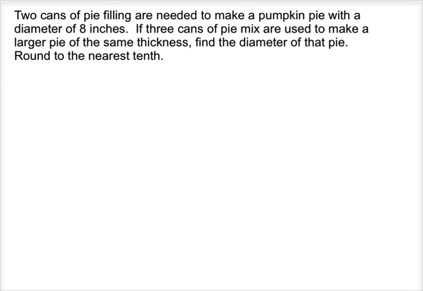Two cans of pie filling are needed to make a pumpkin pie with a diameter of 8 inches. If 3 cans of pie mix are used to make a larger pie of the same thickness, find the diameter of that pie. Round to the nearest tenth.